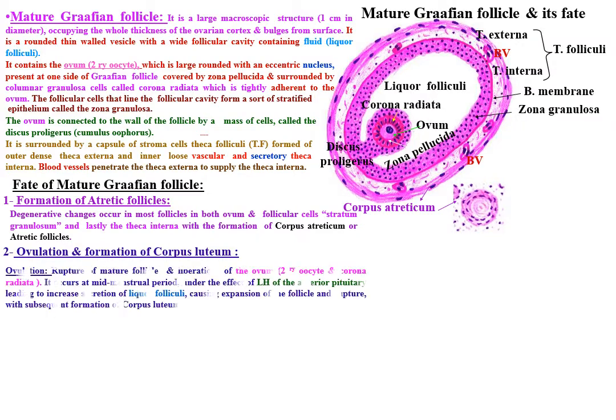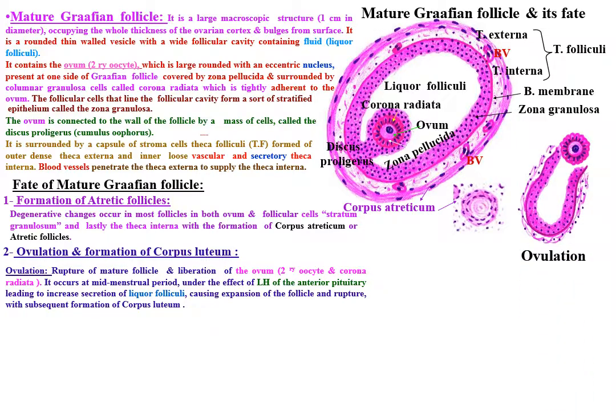Ovulation means rupture of mature follicle and liberation of the ovum, secondary oocyte, and corona radiata. It occurs at the mid-menstrual period under the effect of luteinizing hormone of the anterior pituitary, leading to increased secretion of liquor folliculi, causing expansion of the follicle and rupture, with subsequent formation of corpus luteum.